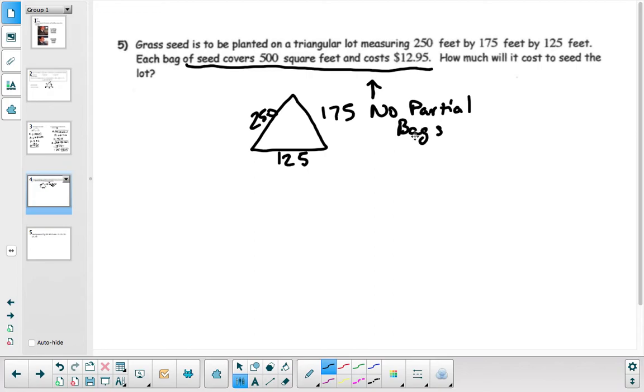Alright, well, no angles known. You could either try to find an angle or you can use Heron's formula. I suggest Heron's formula. With that, you're going to find S, which is 1/2 of the perimeter.